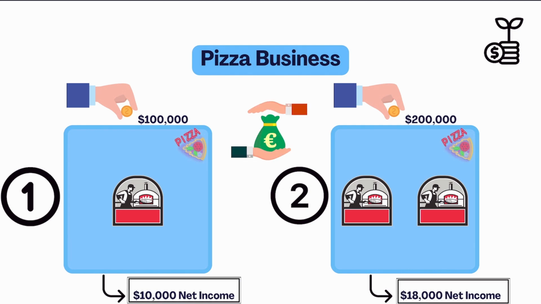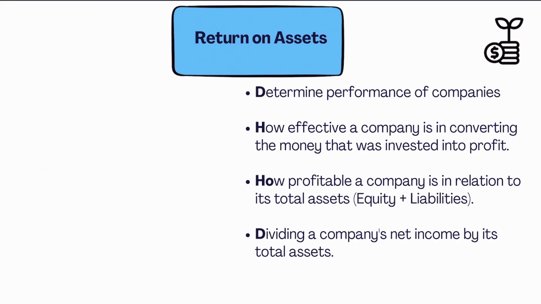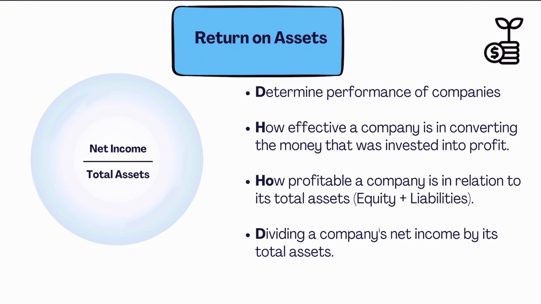One simple measure that we can use to compare the performance of the two companies is return on assets, which is a ratio that tells us how profitable a company is in relation to its total assets, that is, its liabilities plus its equities. It also gives us an idea about how effective a company is in converting the money that was invested into profit. Return on assets is expressed as a percentage by dividing a company's net income by its total assets.